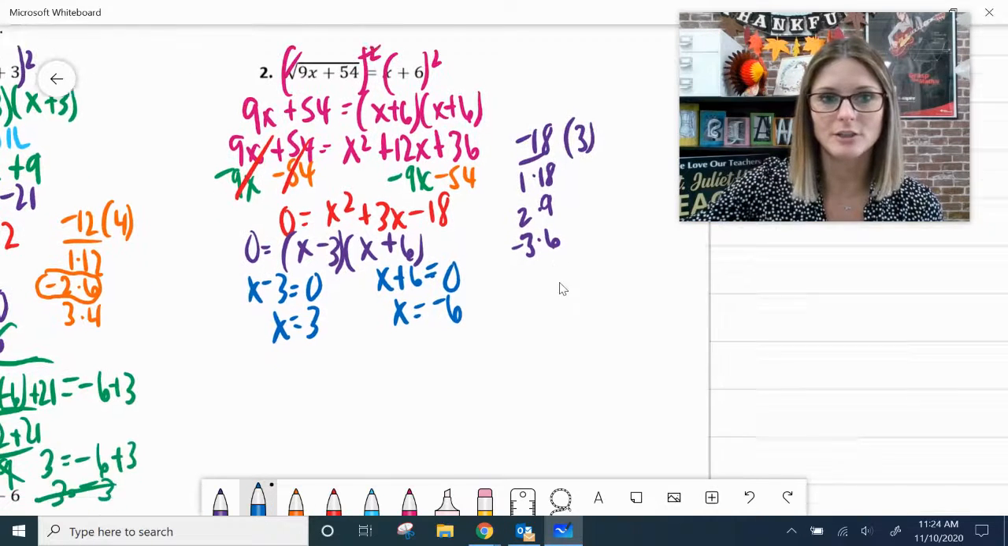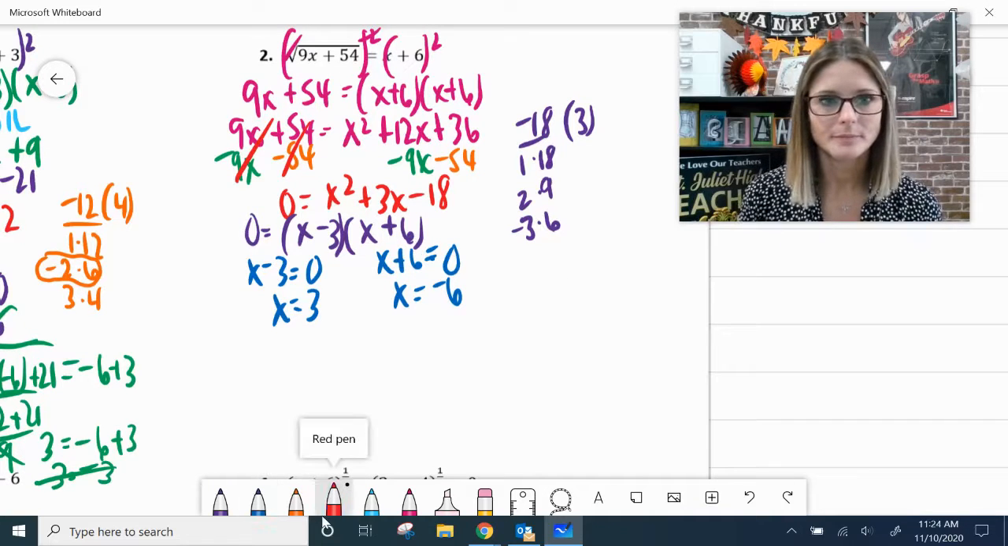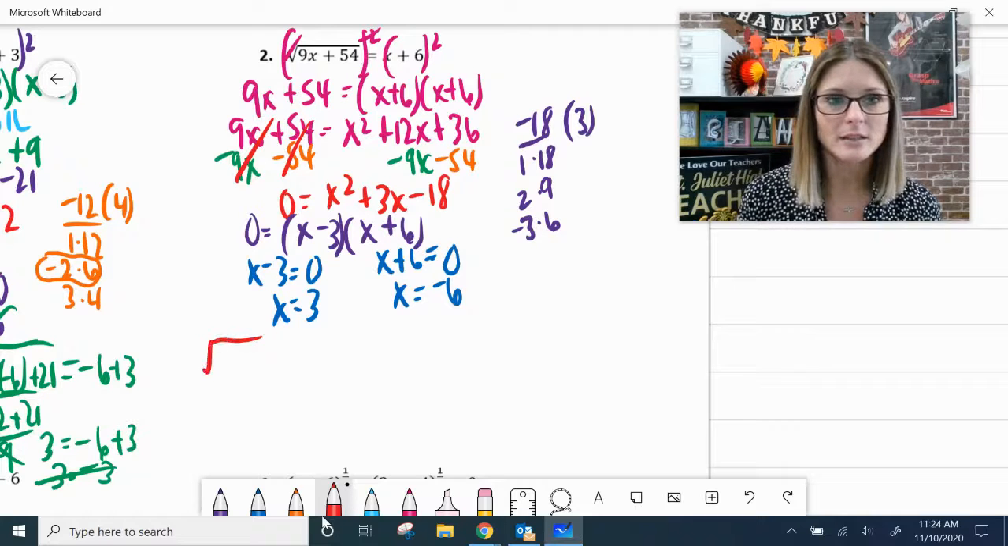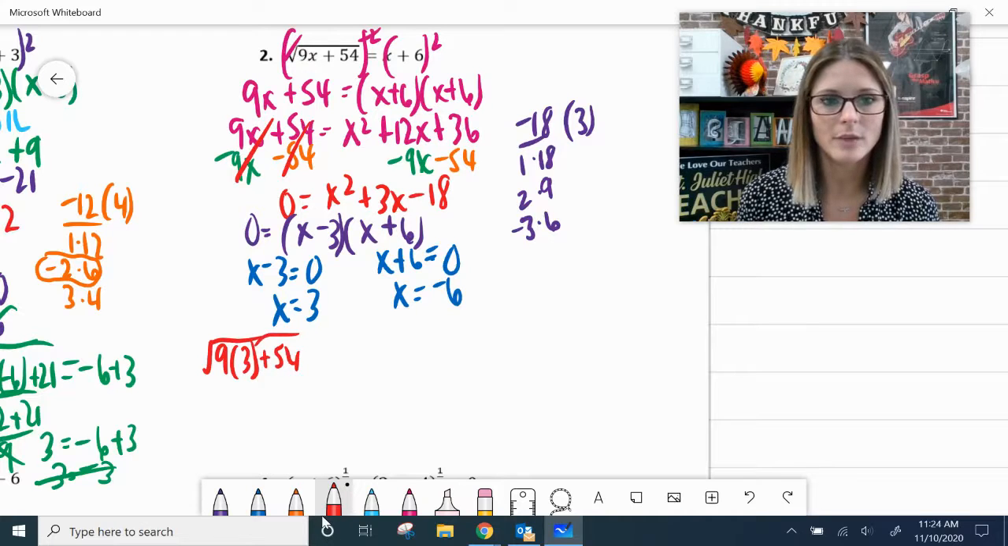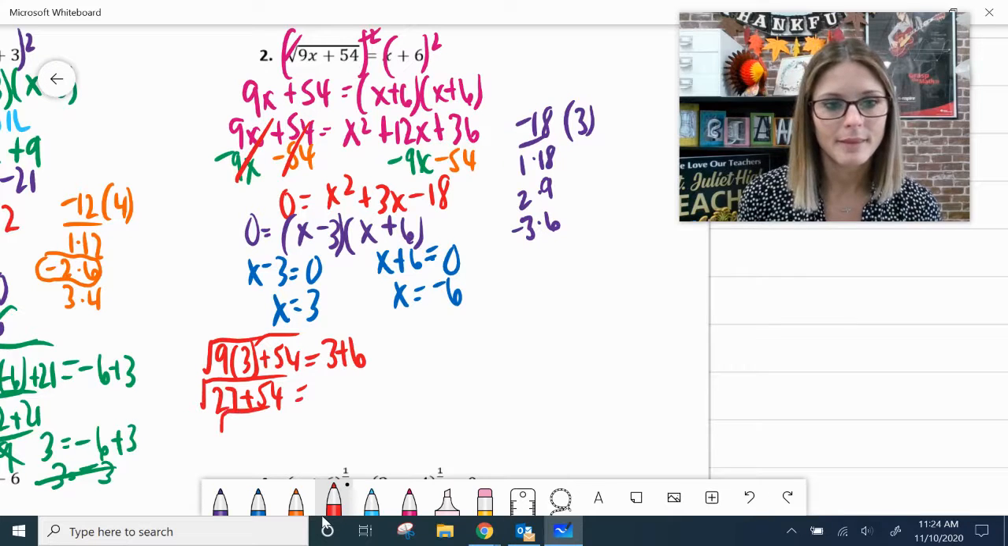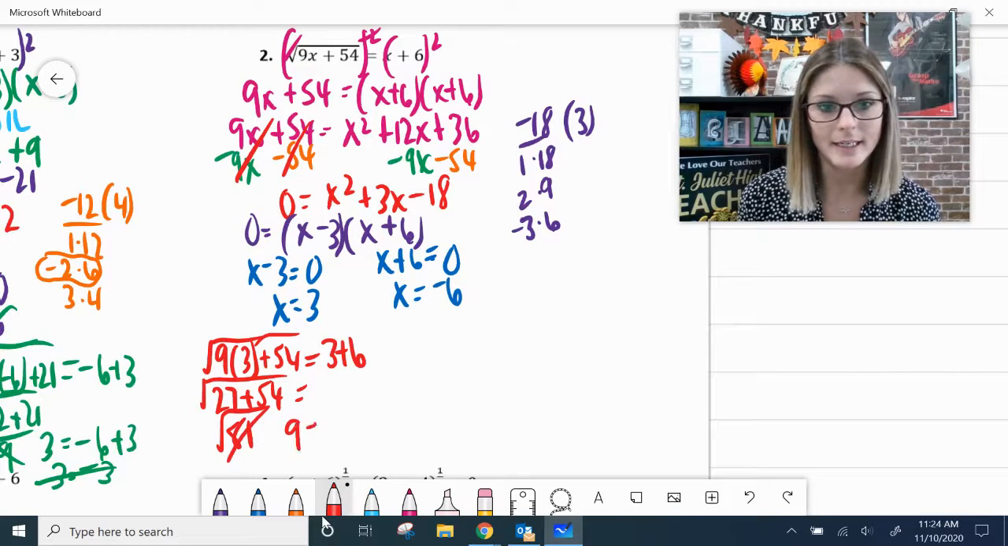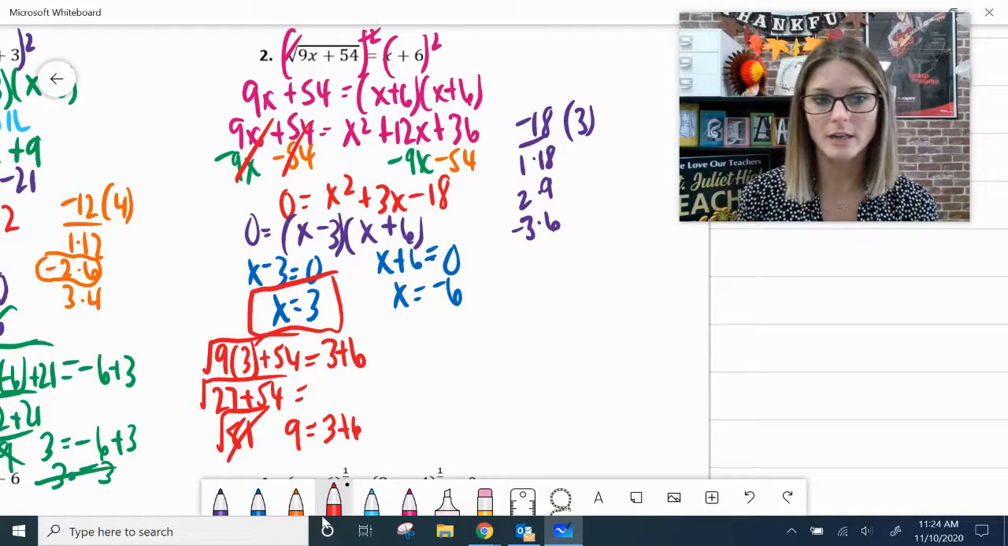You have to check your answers. I'm looking at the very top. I'm going to plug 3 in for x and check. 9 times 3 plus 54, that's all in a radical. Does it equal 3 plus 6? 9 times 3, 27 plus 54. That's going to give me 81. Square root of 81 is a 9, and 9 is equal to 3 plus 6. So that answer checks. Let's try the other one.